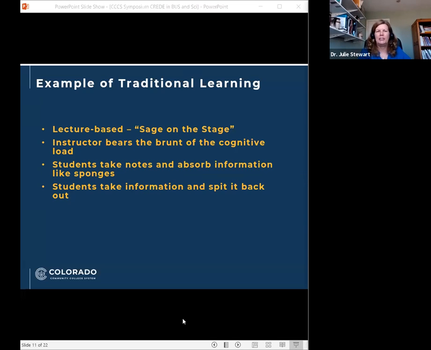was really founded upon. In this traditional learning style, students take notes and absorb the information, and then they have to spit it back out. That is very traditional.